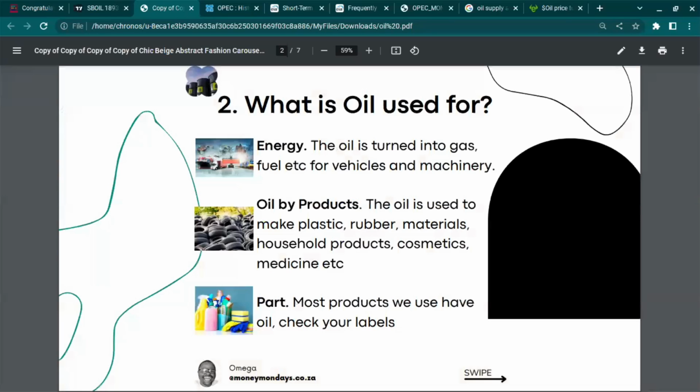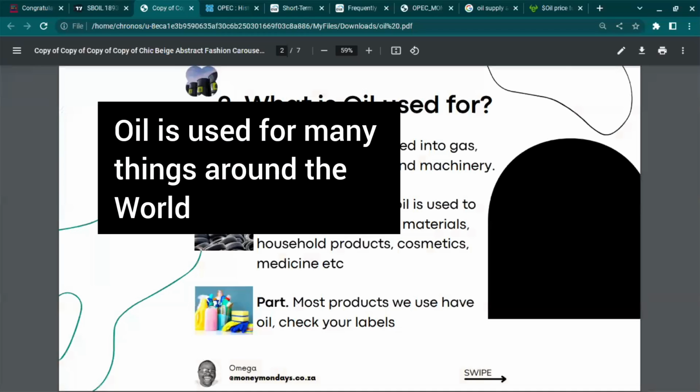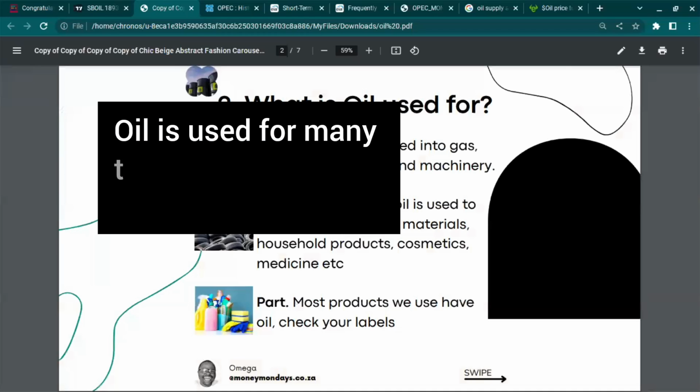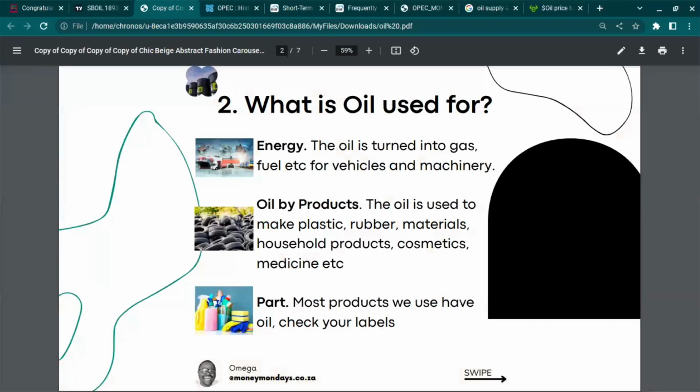And then the things that oil is used for: popularly, oil is used for energy, and oil byproducts are used for things like rubber, household products, cosmetics, and medicine. And then, of course, oil is also used for things like parts. So if you want to find out if something has oil, just check its label, and you'll probably find something like petroleum or oil in its label, and that will tell you that it's made from an oil byproduct. So oil has quite a lot of things that result in its demand besides energy.